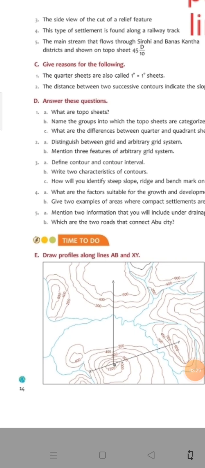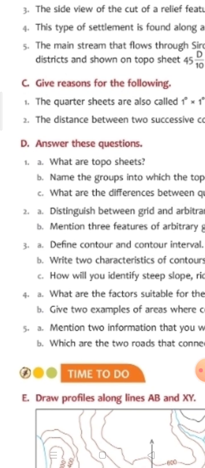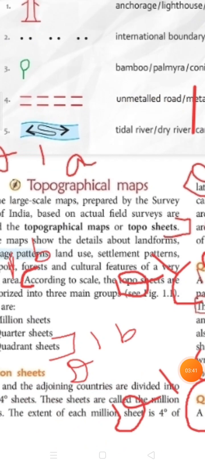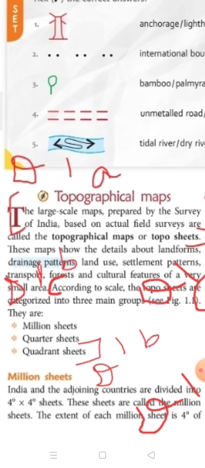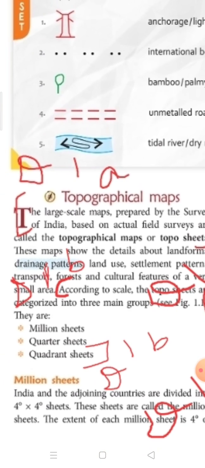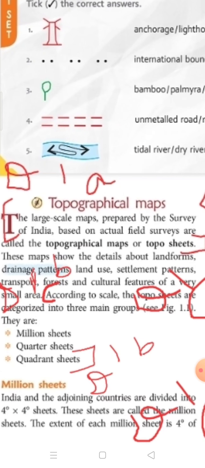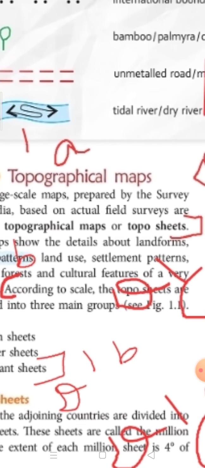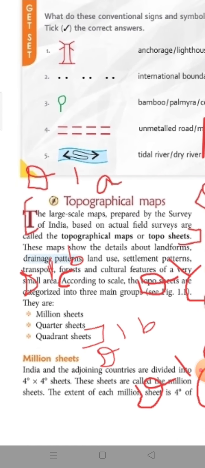Children, now we move to the D part. Answer these questions. These are the short answer questions. Number 1A: What are topo sheets? The large scale maps prepared by the Survey of India based on actual field surveys are called the topographical maps or topo sheets. One more time I am reading the answer: the large scale maps prepared by the Survey of India based on actual field surveys are called the topographical maps or topo sheets.